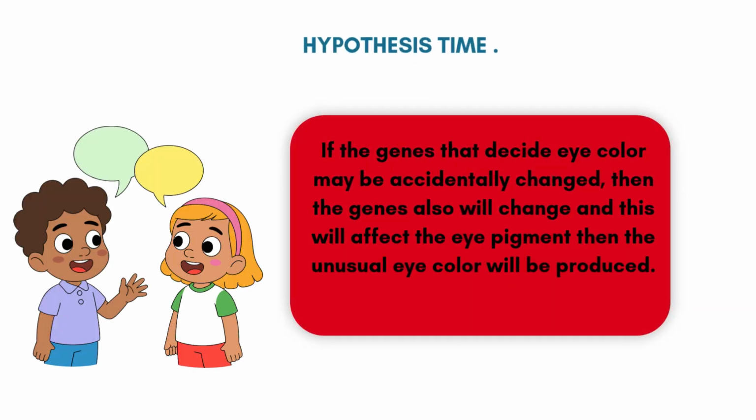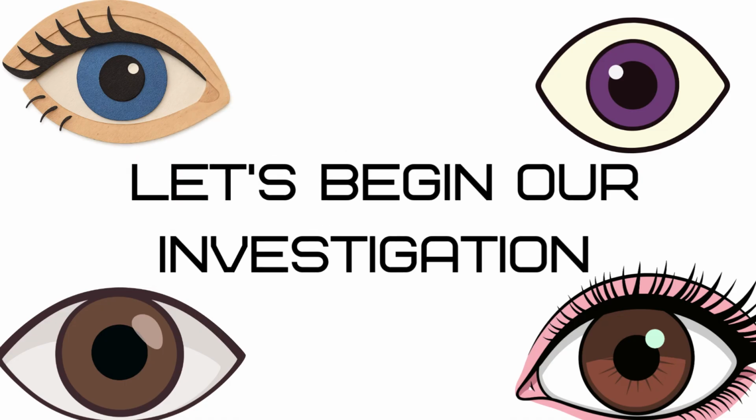We think if the genes that decide eye color are accidentally changed, then this will affect the eye pigment, and the unusual eye color will be produced. Let's go on with our investigation.